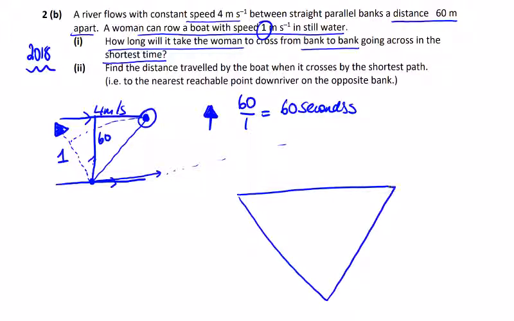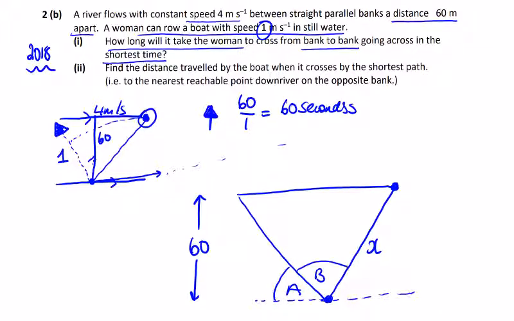for part 2 here. We have it still 60 meters apart, and we're asked the distance traveled by the boat when it crosses in this shortest path. So this distance here is what we're looking for. We'll call that x. We can get the angle that she goes at in here. We can call this A. We'll call this one B. We'll call this one C.